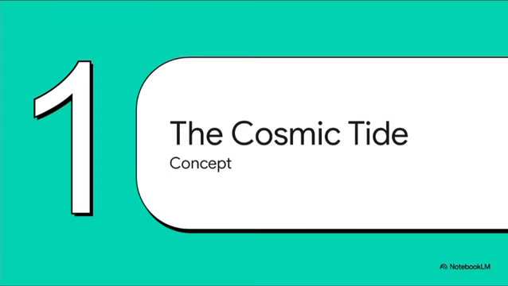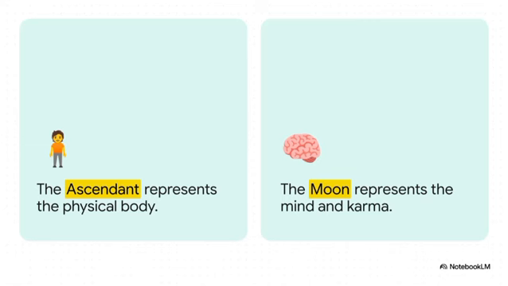Starting off with Section 1, Concept, the cosmic tide. Okay, so to really grasp this, we have to look at a pretty major distinction made in the ancient texts. In astrological studies, your ascendant, which is known as the lagna, represents your physical self. You can think of it as the actual physical body you occupy right now in this lifetime.